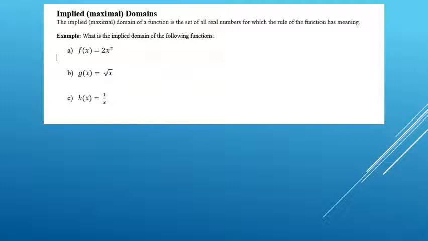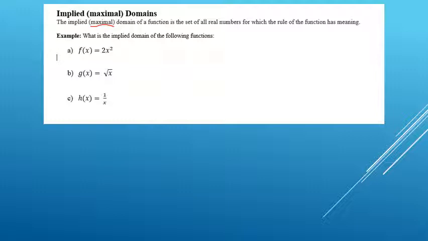Quite often we're given a rule, but it doesn't actually tell us what x values to use. So we need to use what we call the maximal domain. That is, we use as many x values as we can. So what we're looking for is what numbers we can't put into the rule.